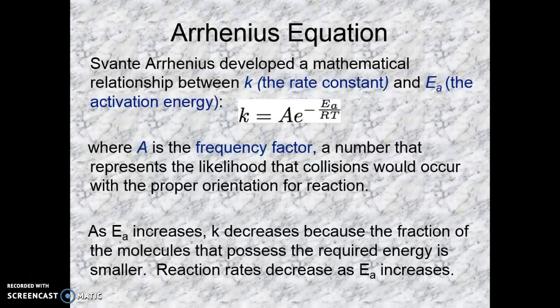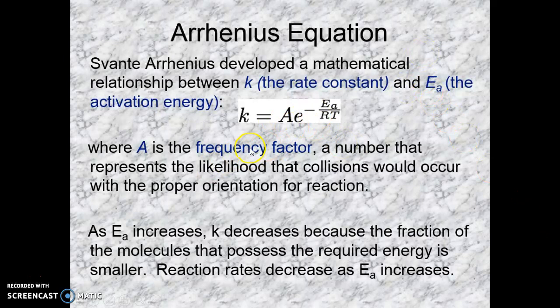What we do know is that as the activation energy increases, the rate constant actually decreases, because the fraction of molecules that possess that required amount of energy is going to be smaller. So reaction rates are going to decrease as you increase the activation energy. It's harder to get over that hump. There's fewer molecules that possess the energy to get over that hump. So the rate at which that reaction takes place is going to go down.